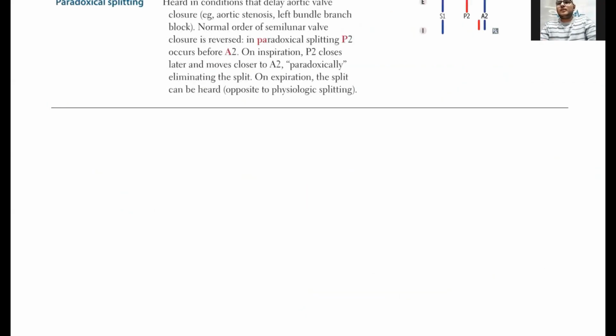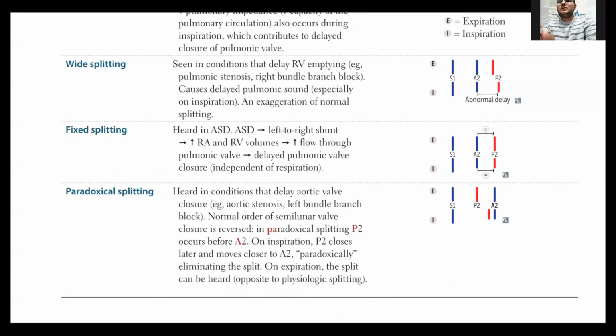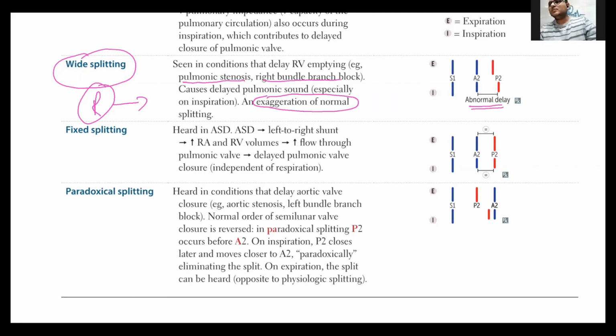Now we are going to our topic. A quick summary: wide splitting. So always remember, I will use the same color. We discussed the wide splitting with this color. Remember, it was on the right side. So what will be happening? It will happen in pulmonary stenosis and right bundle branch block. So what will happen? The wide splitting. Actually, the word wide is an exaggeration of normal. It is an exaggeration of normal splitting. You can see this is an abnormal delay. Normal was present when we saw previously that it was like this delay, but this is an exaggeration. So it is just an exaggeration of the normal splitting.